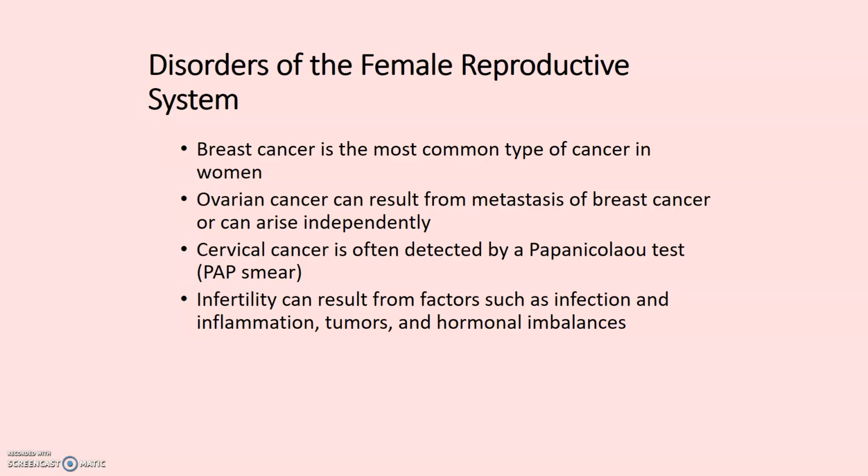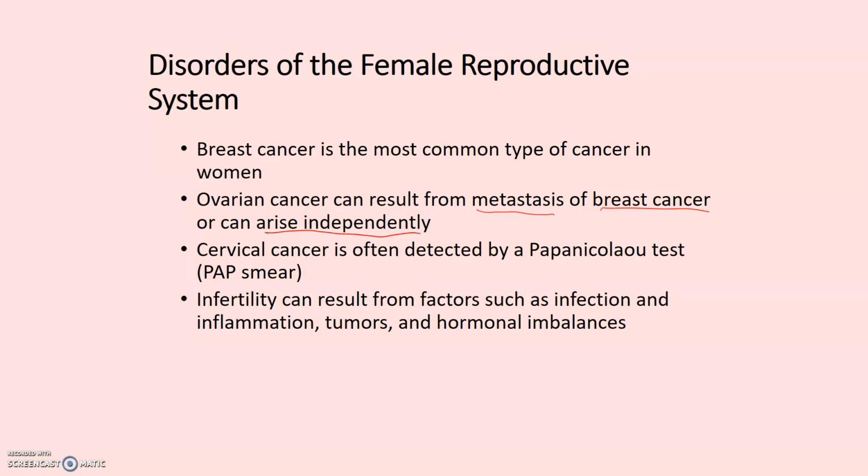Ovarian cancer also can happen. Ovarian cancer oftentimes is the result of metastases, or cancer cells from breast cancer entering circulation and establishing themselves adjacent to an ovary. Or ovarian cancer can happen independently. Oftentimes, many of these types of cancers are linked to genetics. That's a different conversation. We're just talking briefly about disorders of the female reproductive system.